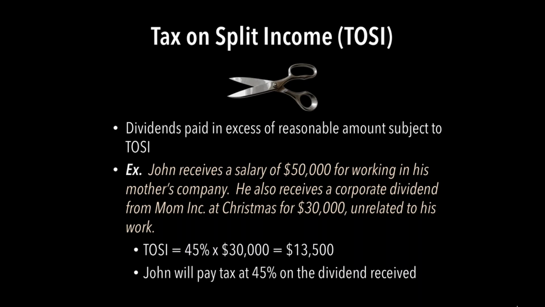Well, the $30,000 is considered split income, and there's a tax on that of 45%. So 45% of $30,000 results in $13,500 of tax on split income. That's what John will pay. So you can see what the government is trying to do is impose a really high rate of tax on unreasonable dividends paid to family members, so as to discourage you, the principal business owner, from income sprinkling.